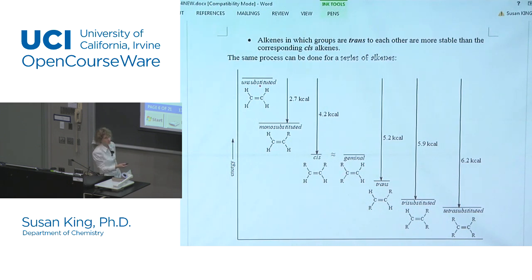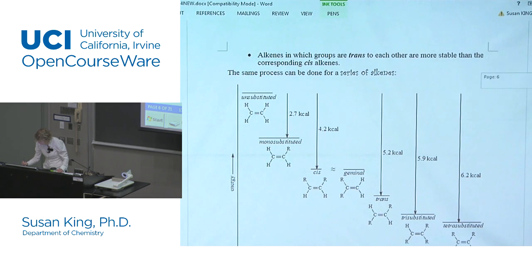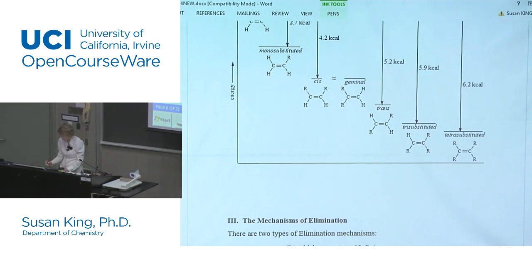Those are approximately equal, cis and gem. There is a slight difference in stability there, but we're not going to worry about it. We're going to call those 2 equal. So cis is about equal to the geminal, then we have the trans, then we have the trisubstituted, and then we have the tetrasubstituted. And so as you can see, the more R groups we have bonded to the alkene, the more stable it is. So let's write that down. More substitution equals more stability.